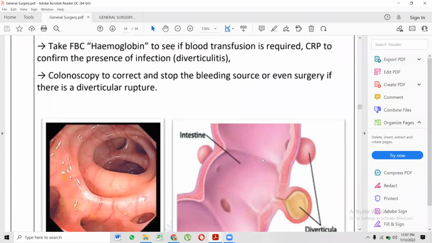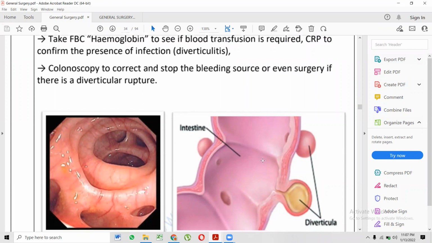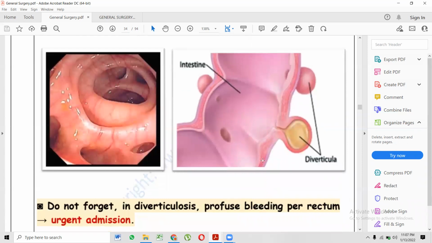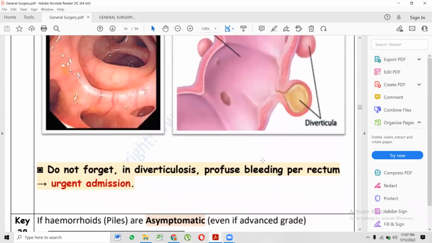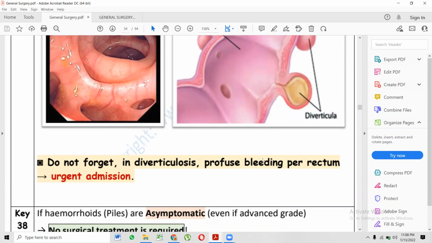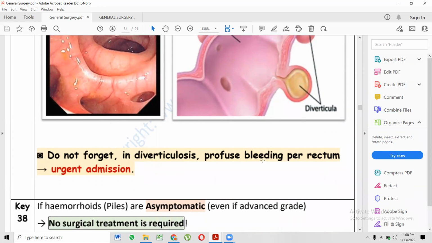And colonoscopy is used to stop the bleeding source. And if it cannot be treated with colonoscopy, then even surgery is performed in case of diverticular rupture. So in short, a patient with bleeding diverticulitis, you need to admit him urgently in the surgical ward for further management.